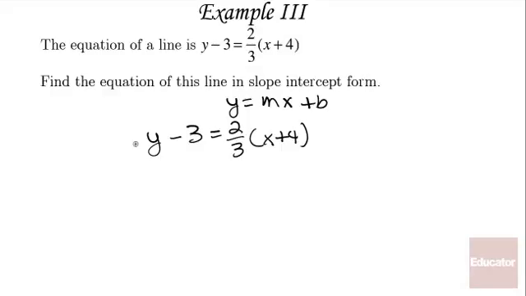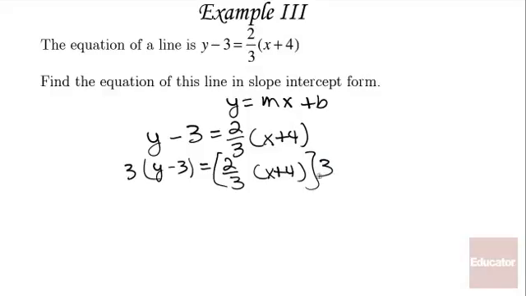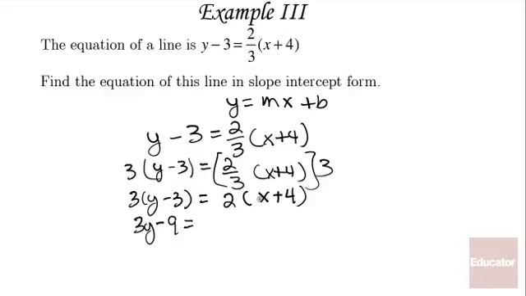What I need to do is remove the 3 from the denominator, and I can do that by multiplying both sides by 3. So I'm going to multiply all of this by 3, and that gives me 3 times y minus 3 equals 2 times x plus 4. Now I'm going to simplify this: 3y minus 9 equals 2x plus 8.